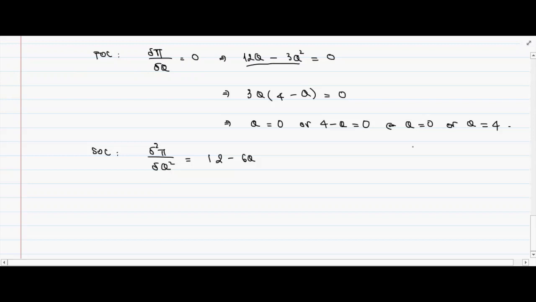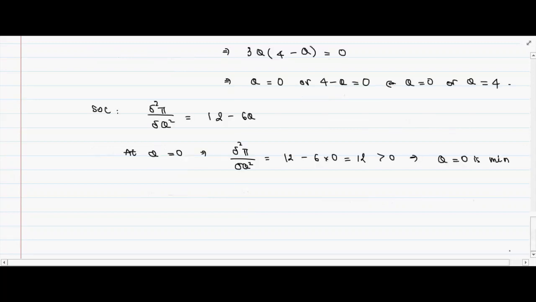At Q equal to 0, the second derivative is 12 minus 6 times 0, which is equal to 12, and that is bigger than 0. Now if the second derivative is bigger than 0, it means that Q equal to 0 is the minimum point, so it's not the maximum point. So we eliminate that because we want the point that is maximizing profit, not minimizing it.